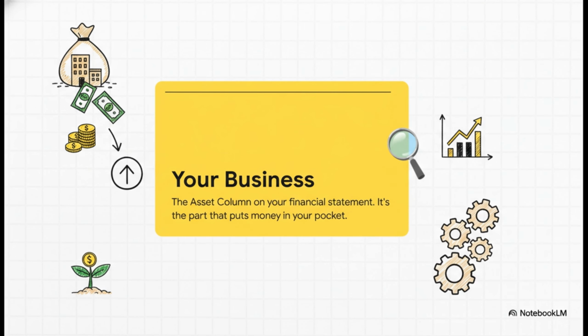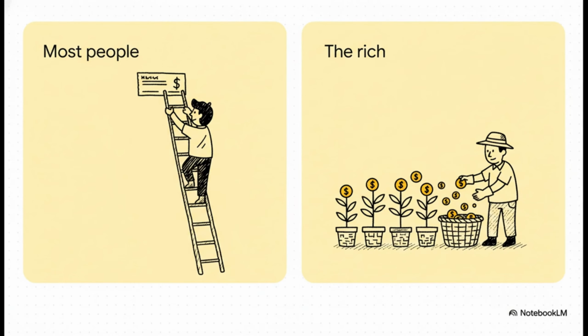According to Kiyosaki, your business is not your job. It's not your profession. Your real business is your asset column. Simple as that. It's the stuff you own that puts money in your pocket, whether you show up to work that day or not. And this is the fundamental difference in thinking.